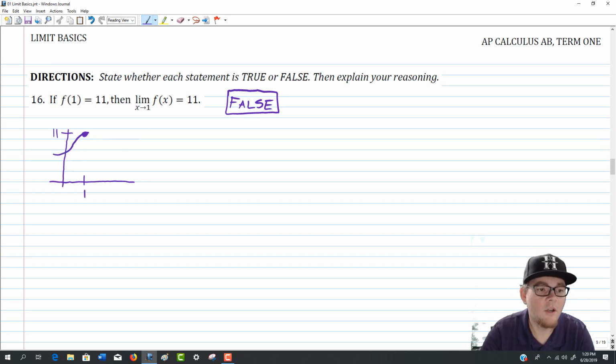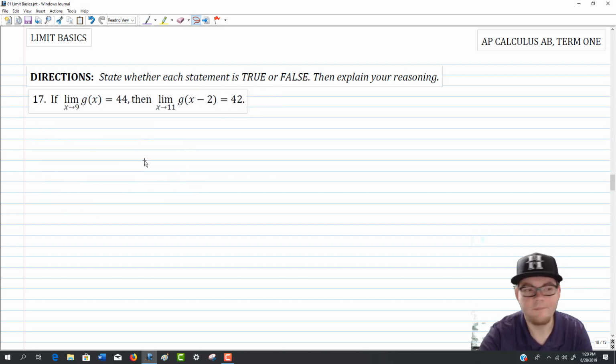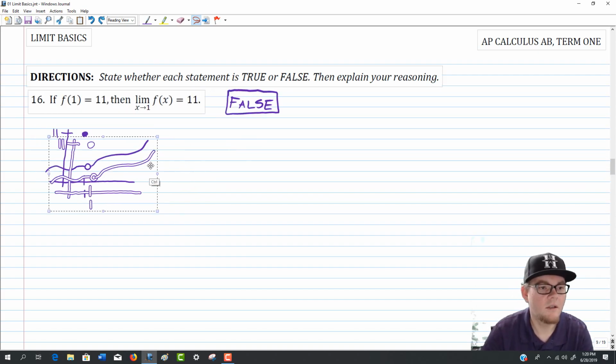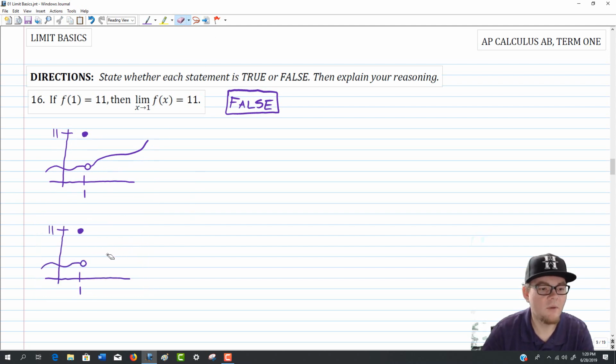Well, of course, the limit could equal 11. There's no reason to say it couldn't. But it also could just as easily be equal to something else. So for instance here, the limit would be equal to something much less than 11 because of the fact that there's a removable discontinuity occurring right at x equals 1. On the flip side, with this particular setup, we could actually have something else happen entirely as well.